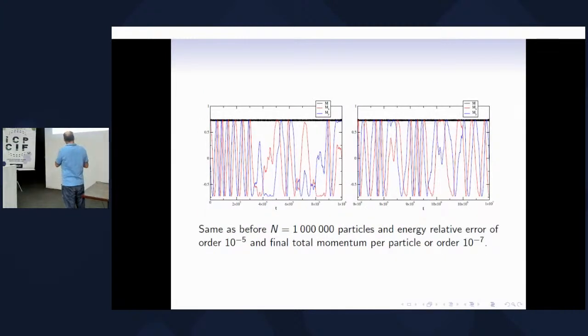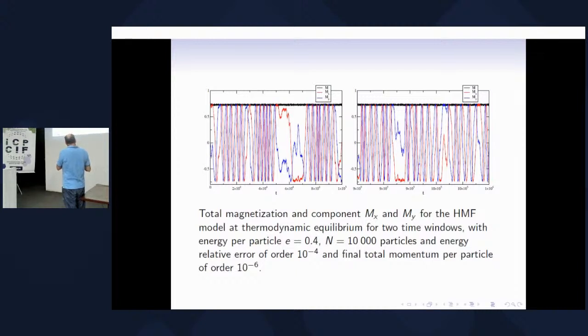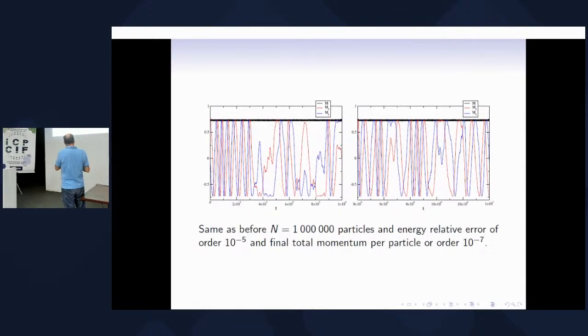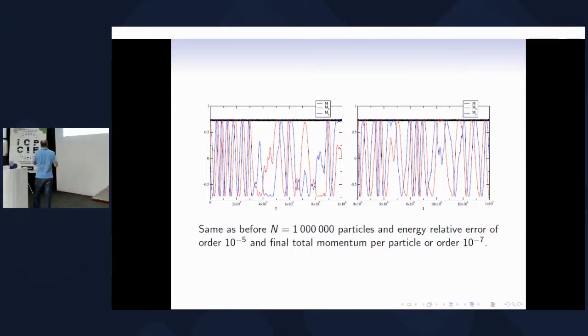This is, I think, 10,000 particles, the same case. Here is 1 million particles. What happens is if I raise the number of particles, this diffusion becomes slower. And in fact, when N goes to infinity, this motion simply disappears because there's no excess of particles crossing. The fluctuations simply disappear. Okay.